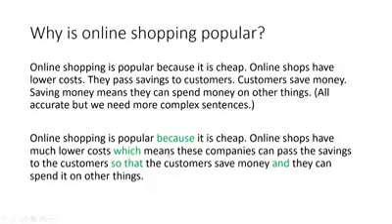So we have 2 complex sentences. Online shopping is popular because it is cheap. So we have the independent clause and the dependent clause. Online shops have much lower costs, conjunction, which means these companies can pass the savings to the customers so that we're showing a result, that the customers save money, and in addition, they can spend it on other things. So think of these 4 green bits here as the nails and the black bits as pieces of wood, and we have constructed a nice paragraph here. Obviously our task 2 paragraphs would be longer than this, but it's just for demonstration purposes only.